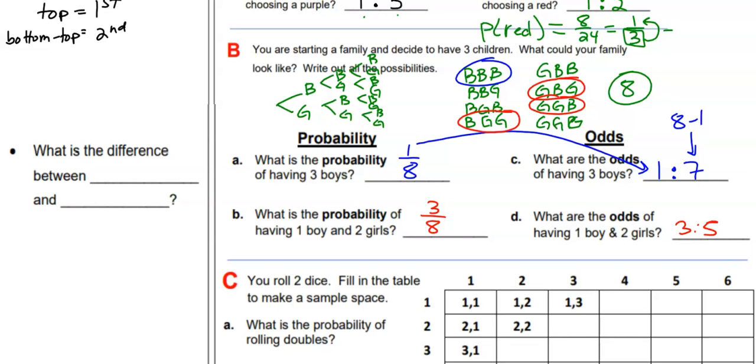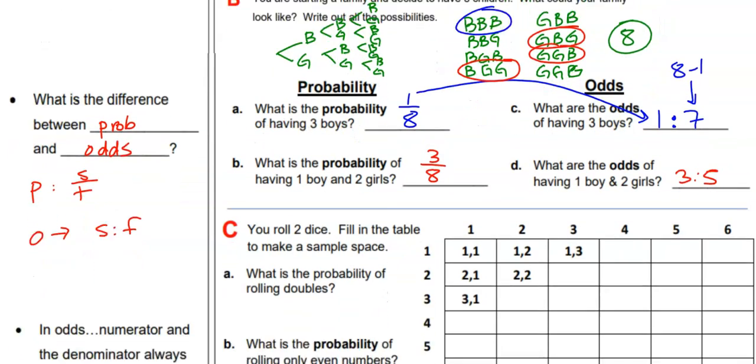All right, and then it says, what is the difference between probability and odds? Probability is success over total. Odds is success to failure. It's a little bit different, just to remind you there.